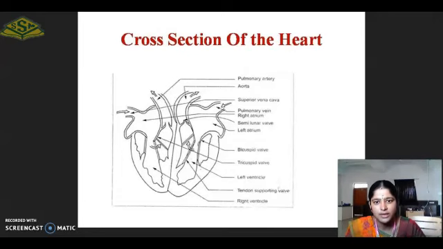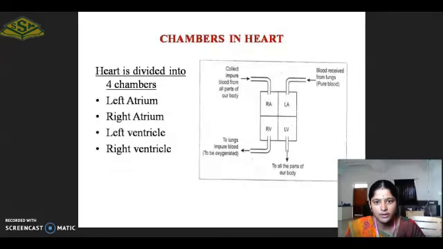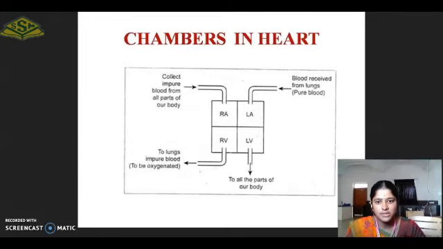So this slide shows a cross-section view of the heart. Generally, the heart consists of 4 chambers: right atrium, right ventricle, left atrium and left ventricle. The function of the right atrium is that it collects impure blood from all the parts of the body. Next, the function of the right ventricle is that it sends the impure blood from the heart to the lungs. Next, the function of the left atrium is that it collects the pure blood from the lungs.